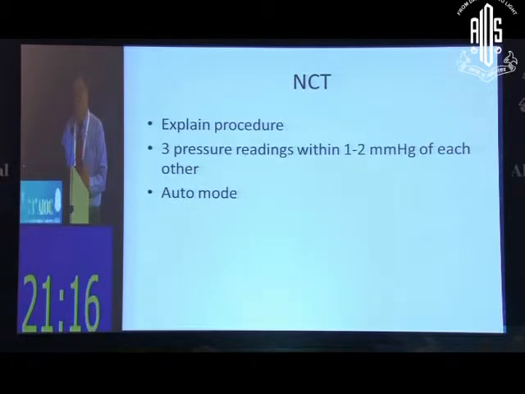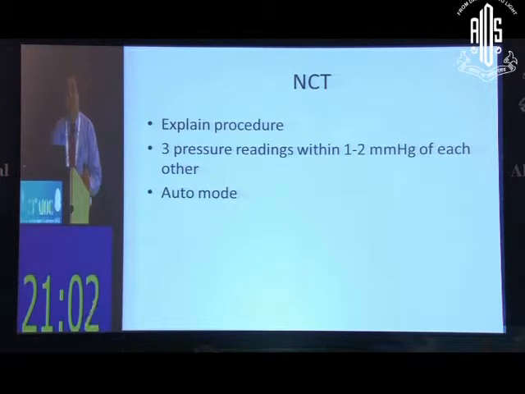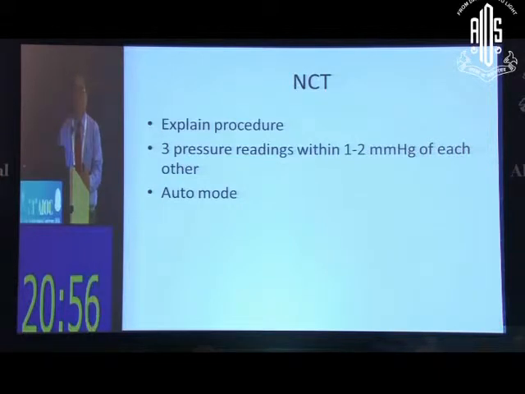So if we still have to use it, the best way forward with NCT is, you must explain the procedure first, and tell the patient that the jet of air that hits the cornea is not going to harm the eye, it is just momentary. Always take 3 pressure readings which are within 1 to 2 millimeters of mercury of each other, and the average of the 3 readings will give you the NCT value.